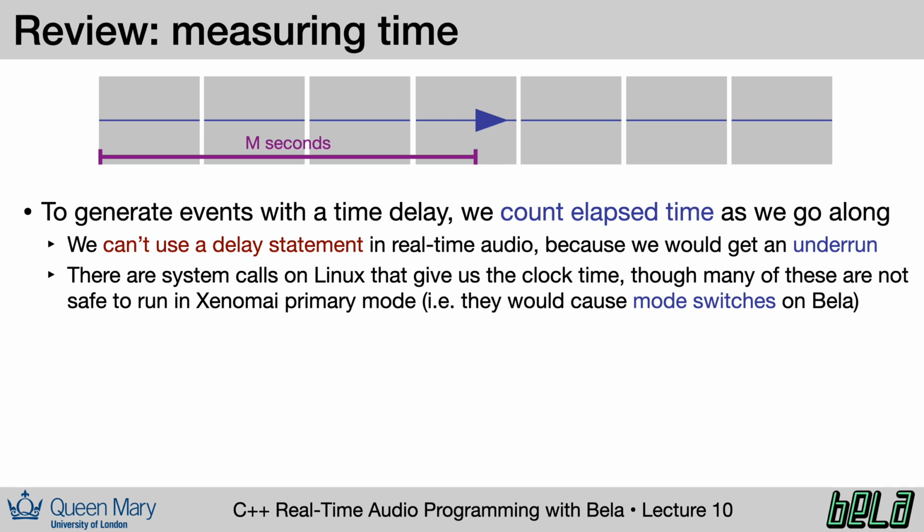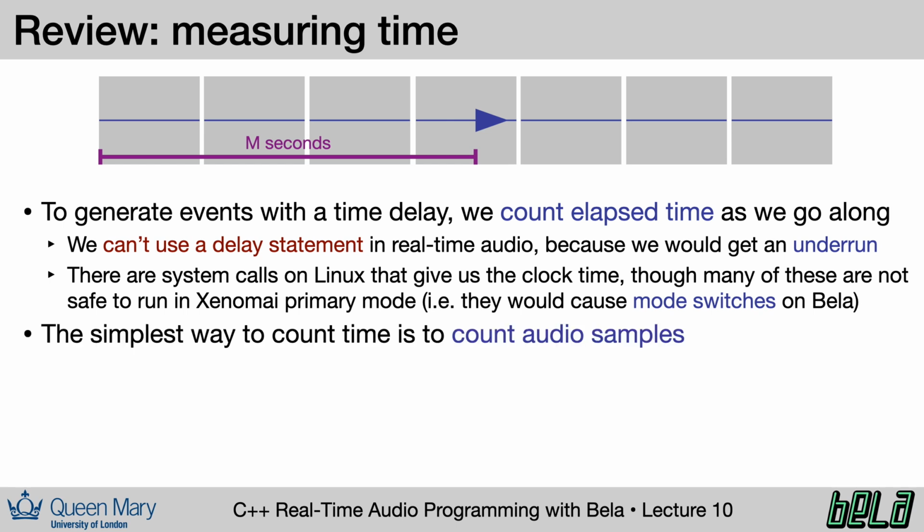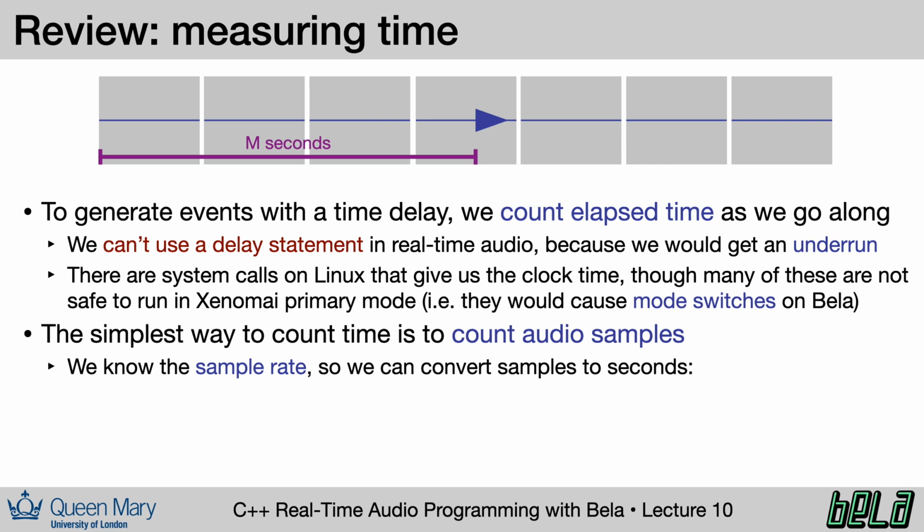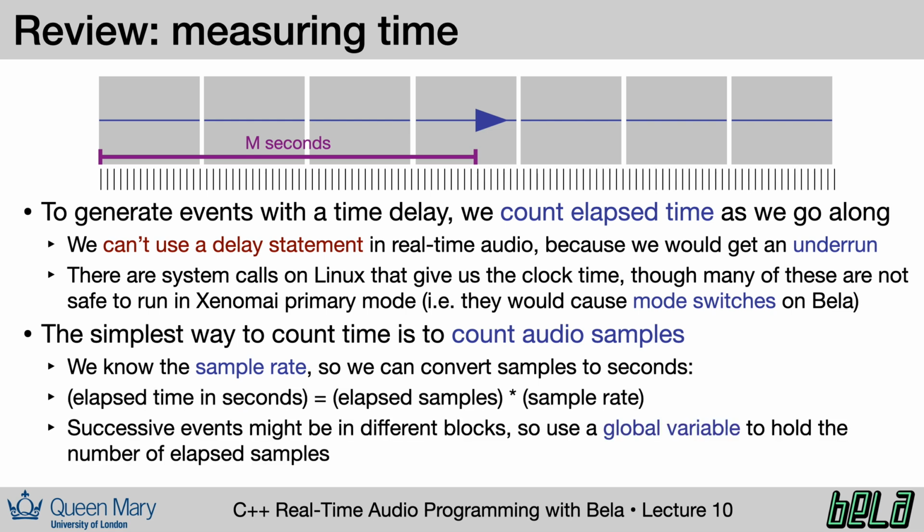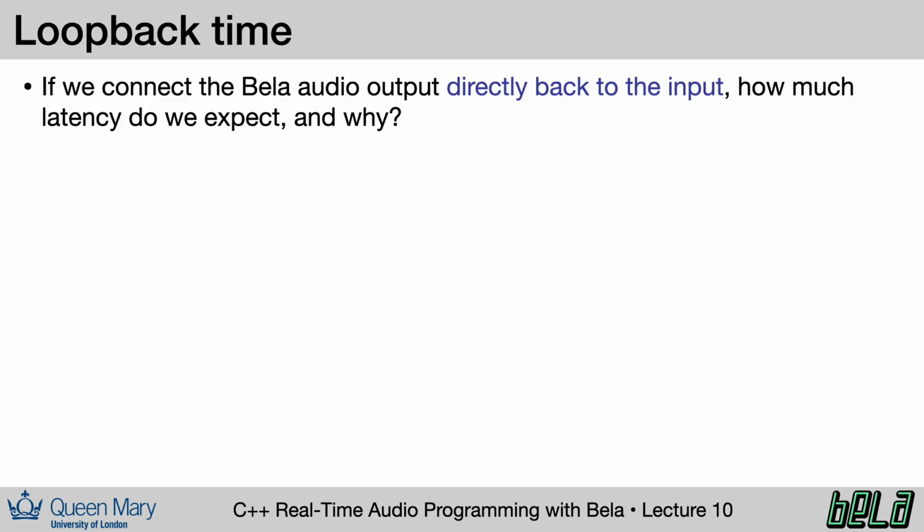Instead of using the system clock time, the best way to do this with real-time audio is to count the number of audio samples that have gone by. Because we know the sample rate of the audio, we can convert the number of samples into a number of seconds according to a particular formula, like this. Because it's likely that our events will happen in different calls to render, we want to use a global variable to hold how many samples have gone by so we don't lose track of where we were.